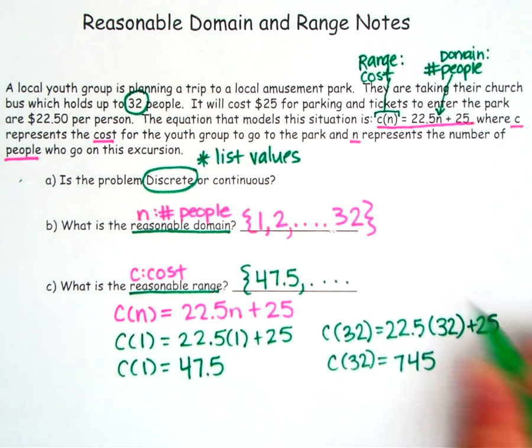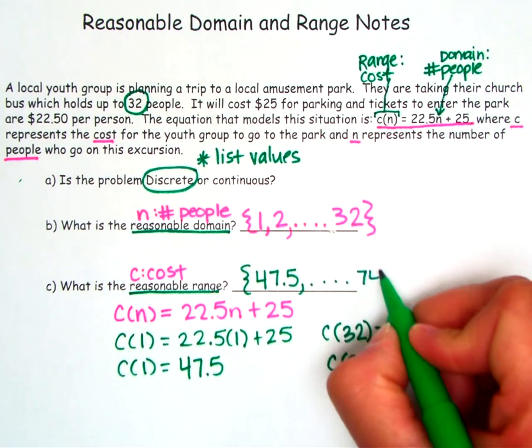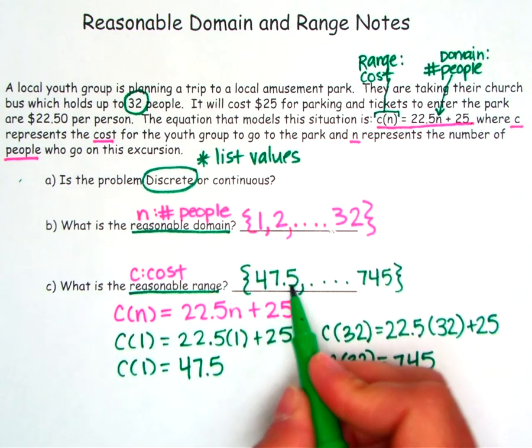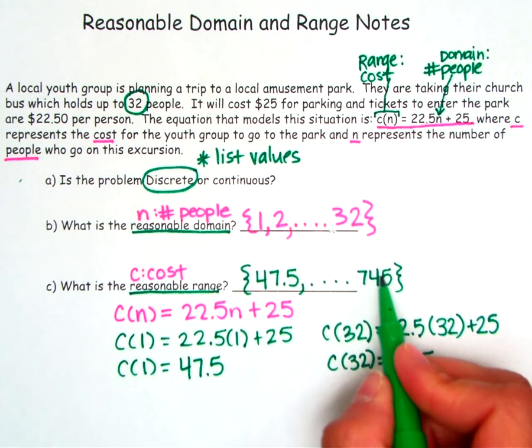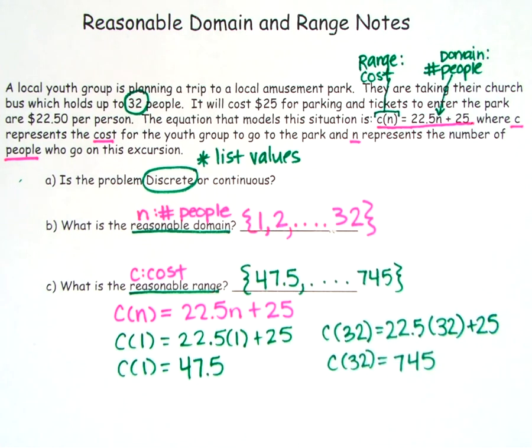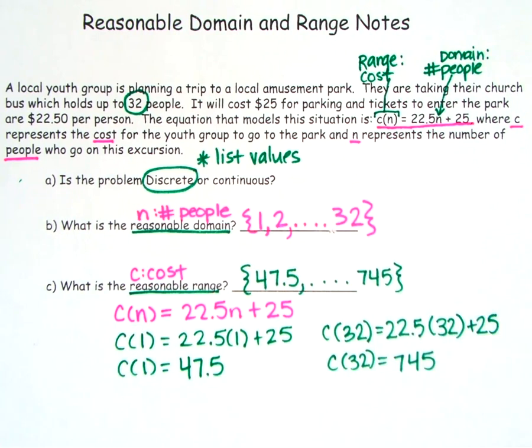So that means my reasonable range would be from 47.5 all the way to 745. And we would list these values if we could, but in this case, we cannot list every single value here. So now you're going to go ahead and try this on your own.